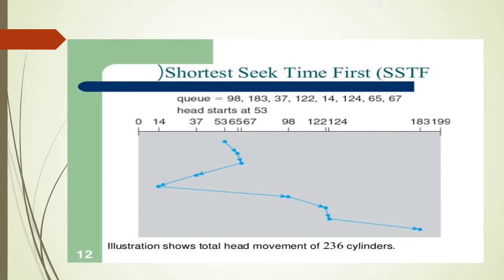As we look into the diagram, we can understand 65 is the nearest request next to 53. So next 65 will be accessed, and from 65, the 67th sector is the nearest sector. Hence it will be accessed next, and from the 67th location, the next nearest location will be 37. Again it goes on according to the shortest seek time by calculating from every current position. So this is the concept of shortest seek time first.